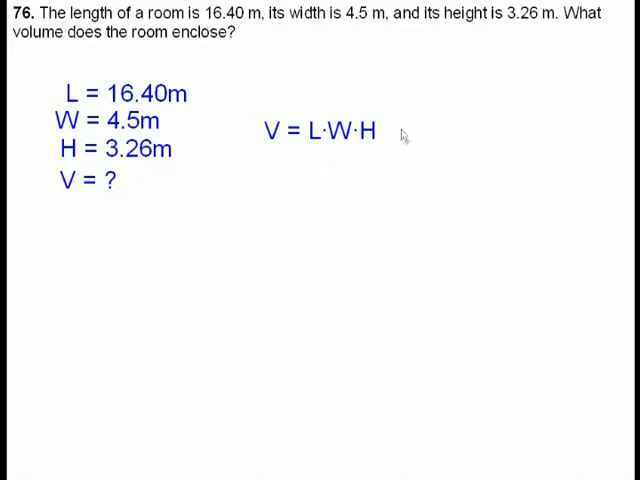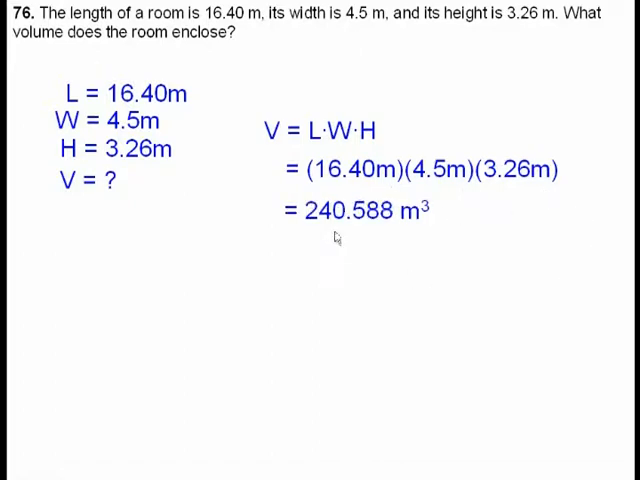In the formula problems, you have to show which formula you're using first, and then when we substitute the numbers into the formulas, you also include the unit labels. So when we multiply, not only do we get an answer on the calculator, but we're showing that meter times meter times meter makes cubic meters.